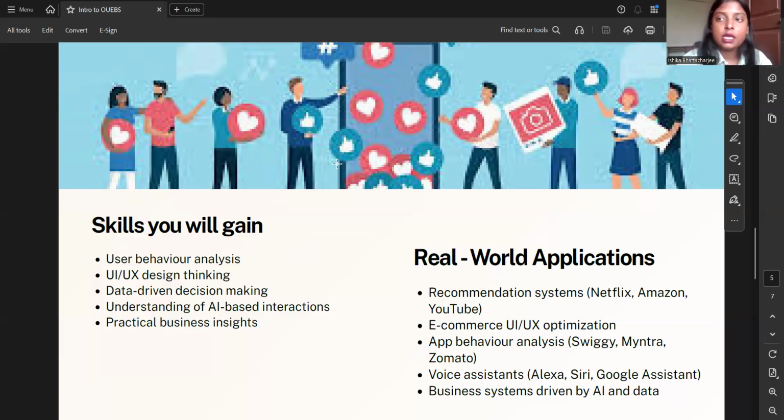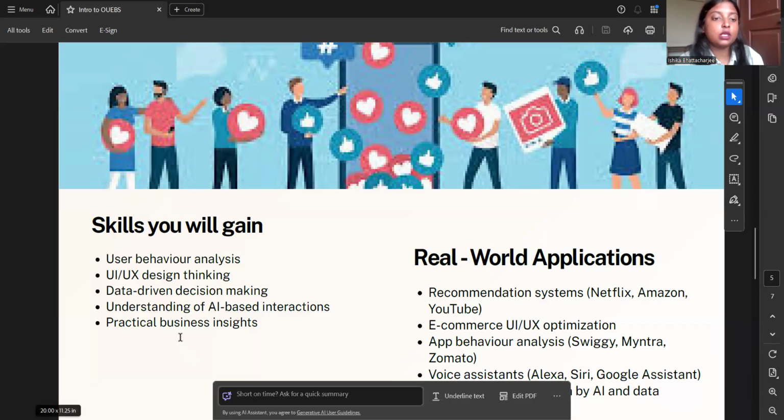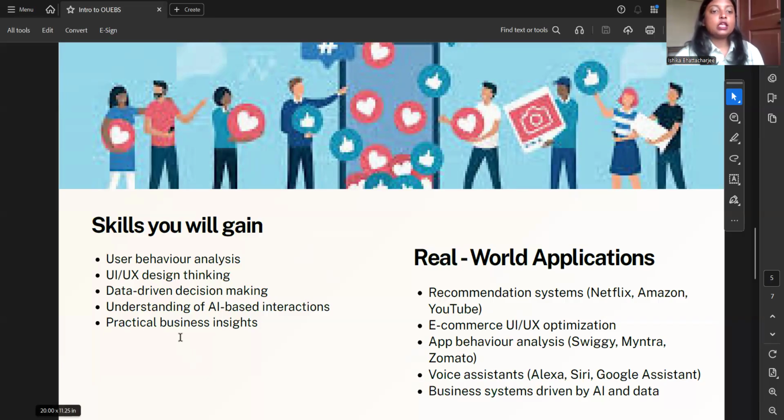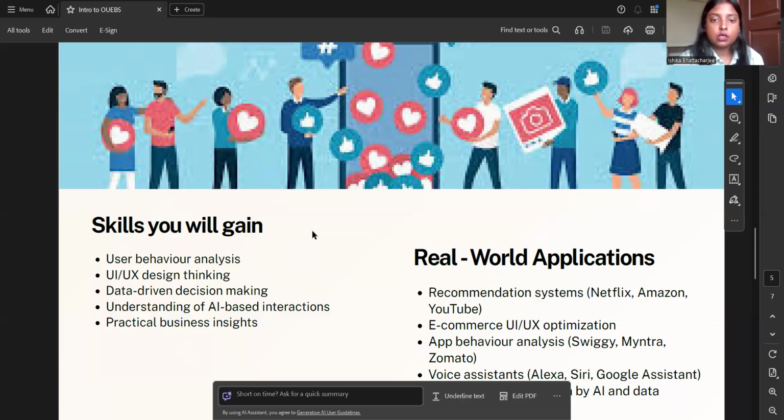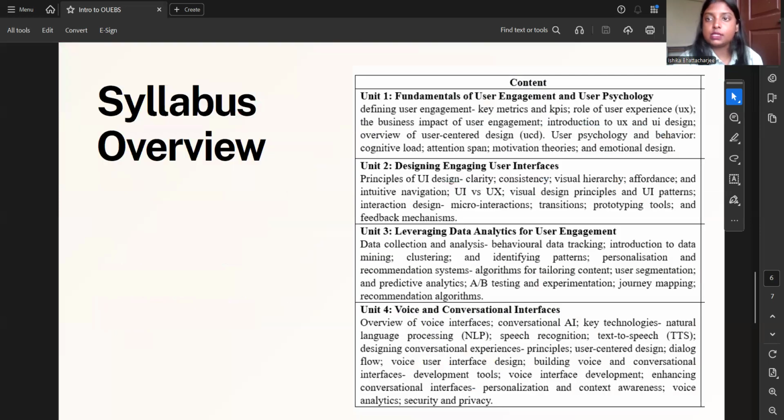Now, what are the skills you are going to gain in this course? You are going to learn user behavior analysis, UI UX design thinking, then data-driven decision making, understanding of AI-based interactions, and practical business insights. So these are the skills you are going to learn. Now let us discuss a bit about the syllabus. This is the syllabus for the second semester of BBA, DS and AI.